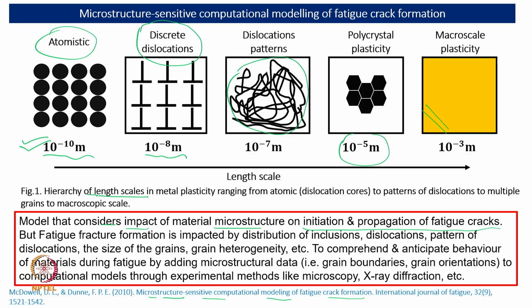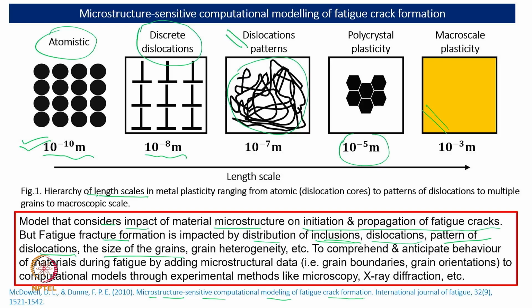The reason being the fatigue fracture formation is impacted by distribution of inclusions. If you do not include inclusions, if you do not consider the probability of inclusion, the model will be valid only for one or two kinds of material or one or two case studies, but it cannot be generalized. Then there is dislocation; every material under different load conditions may form dislocations. If you do not have knowledge about the dislocation, then there will be a problem. Even the pattern of the dislocation that has been shown here can be changed, maybe it will be different. Another thing: what is the size of the grain?